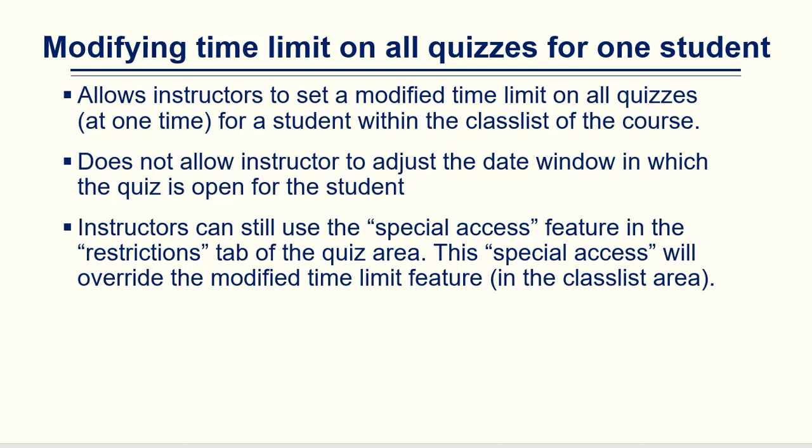Now, this feature does not allow the instructor to adjust the date window. Right now, it is just on the time limit that they are given. So this is a different feature than the special access feature in the restrictions tab of the quizzes area that most people are used to using when giving students a different time window or extra time on a test. You can still use this special access area in the quizzes area, and actually this area will override whatever is done in the modified time limit feature in the class list area.